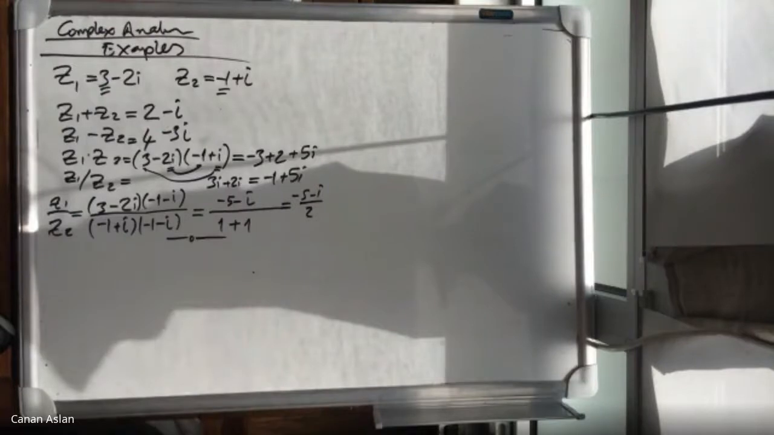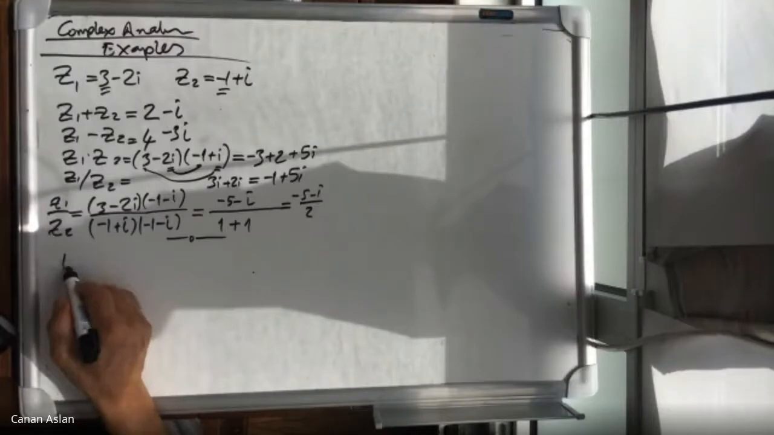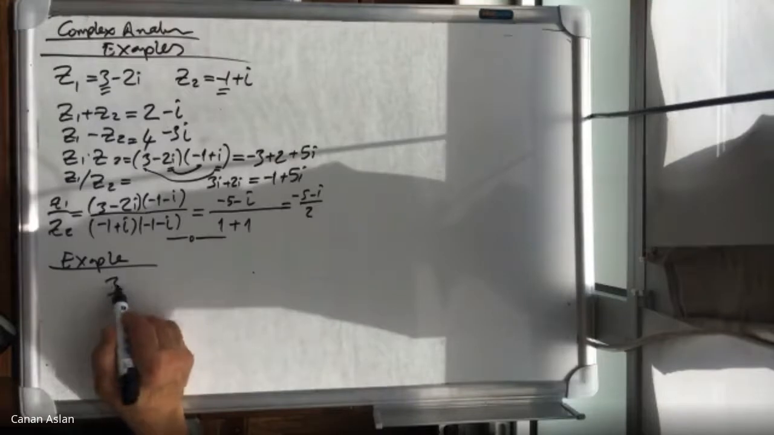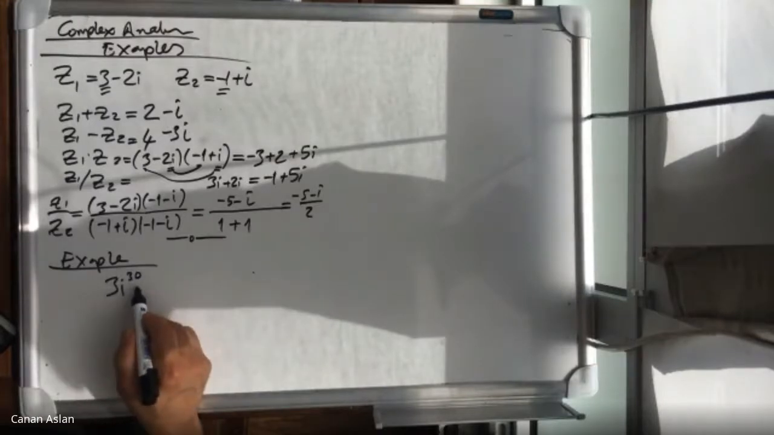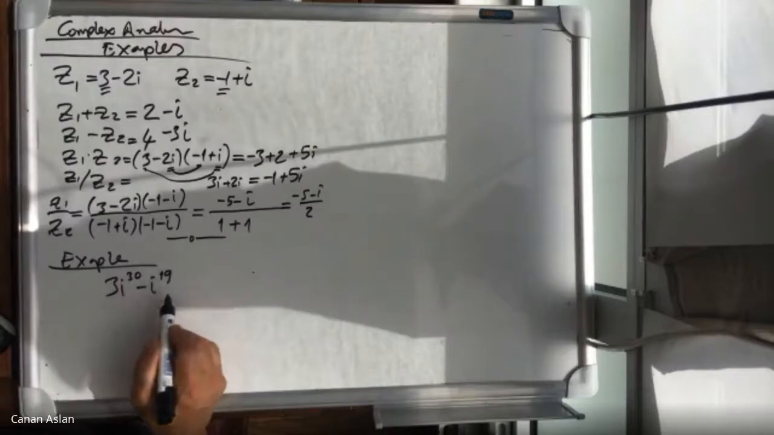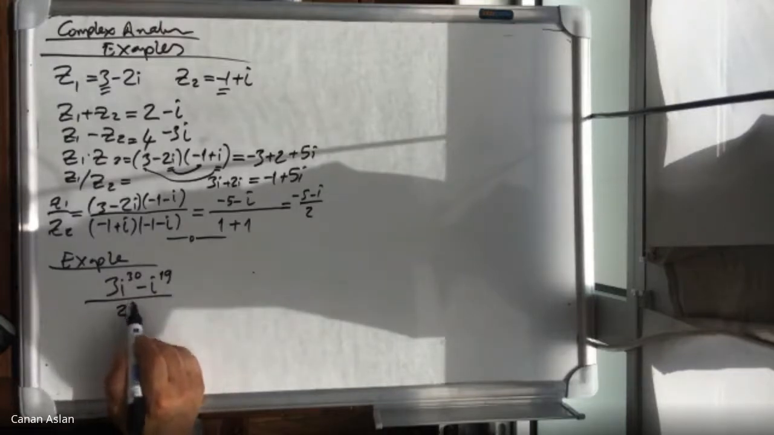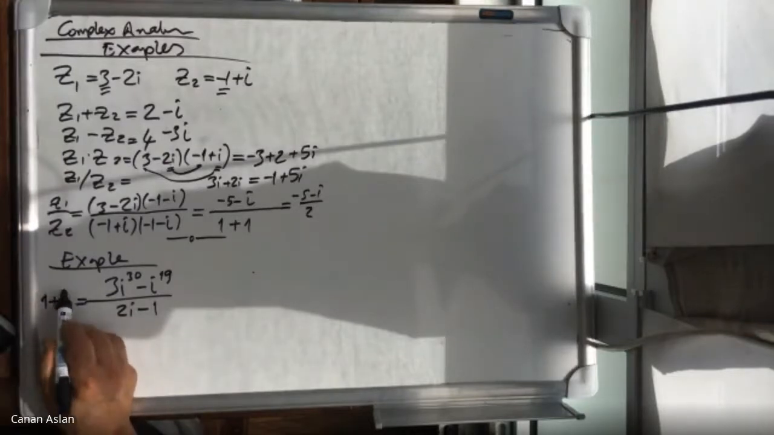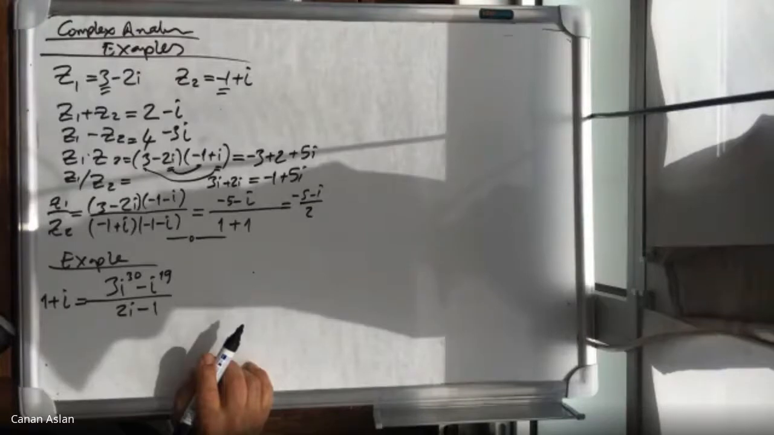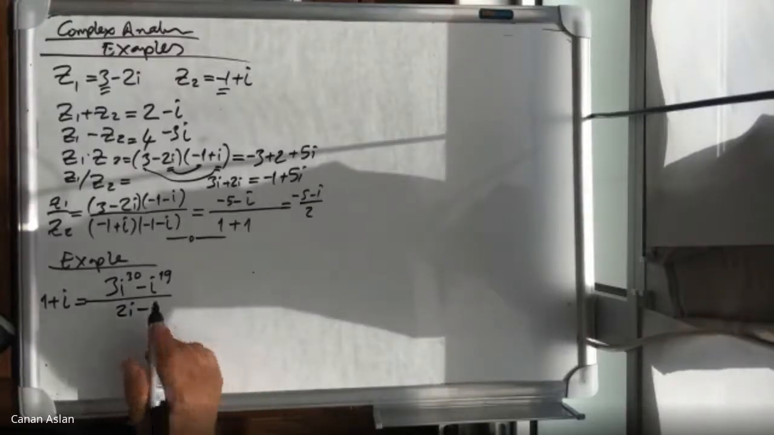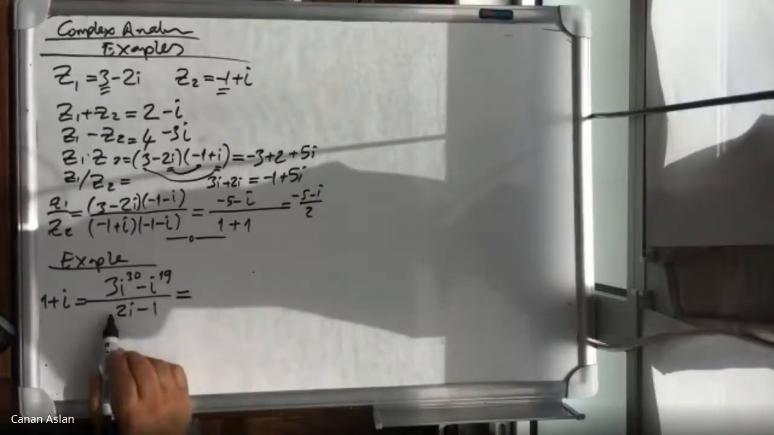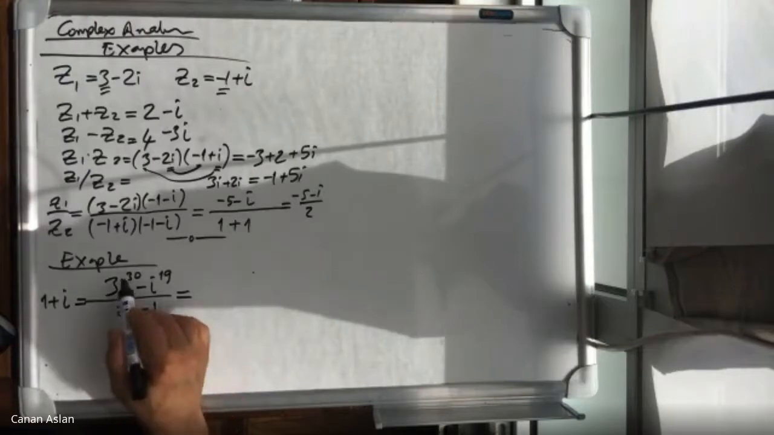Okay. So now we would like to show that this is correct. Okay. So in this example, we have now 3i to the power of 30 minus i to the power of 19 divided by 2i minus 1. Show that this is equal to just 1 plus i. Okay, this is 1 plus i. Show it. Okay. So now what we can do is this. Of course we will multiply by the complex conjugate of the denominator, but before, let's do this.